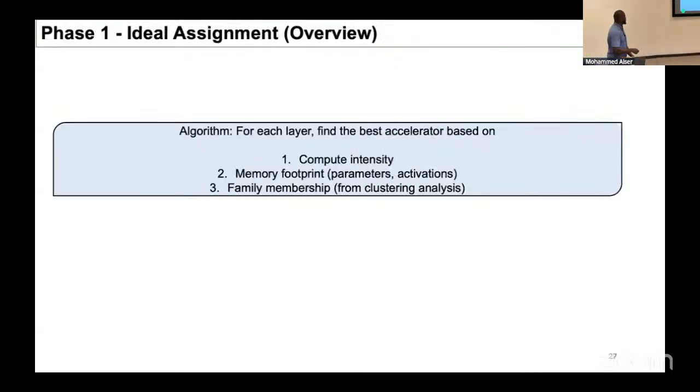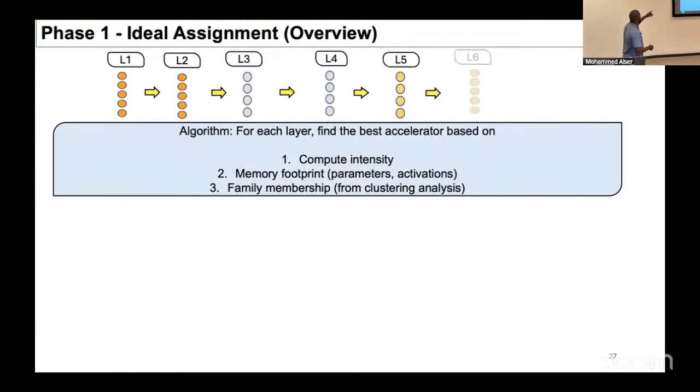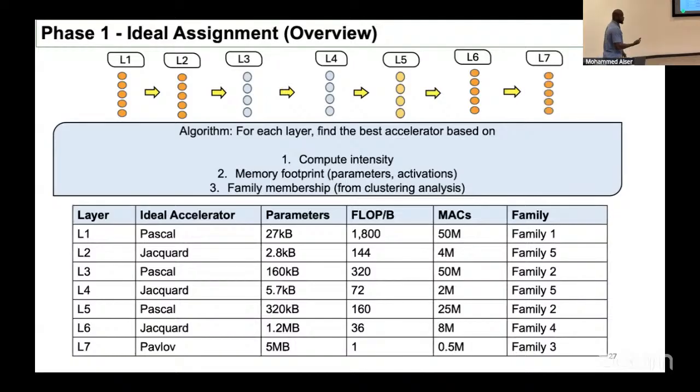Yes, so the idea here, like I mentioned, is to, for each layer, find the best accelerator based on the compute intensity, based on the memory footprint, and based on the family membership. So you go layer by layer. The first layer, you assign the best accelerator. Second layer, you assign the best accelerator, and so on and so forth. And so that will give us basically this template.